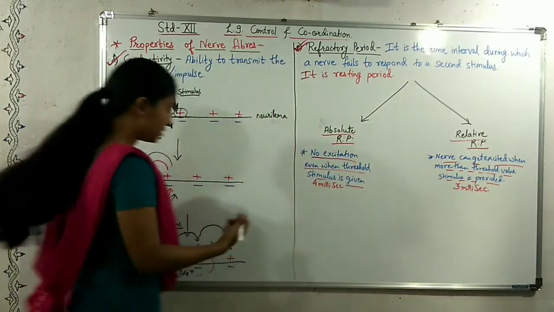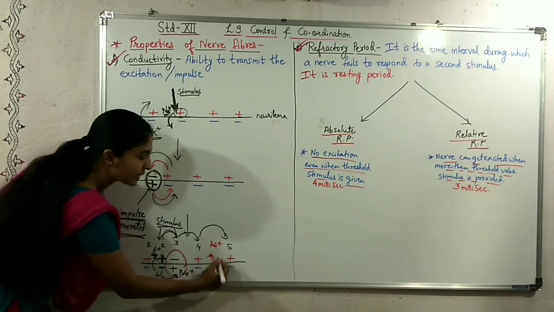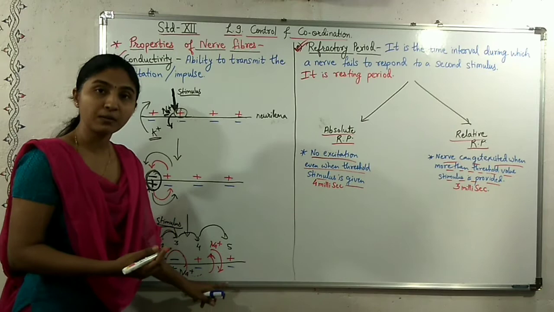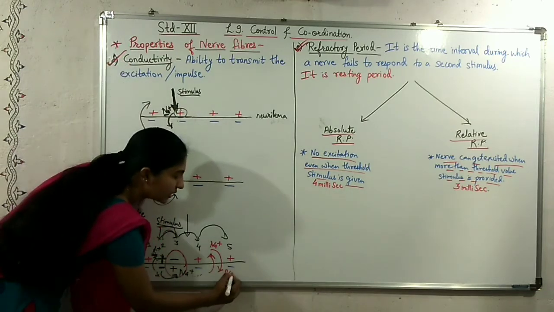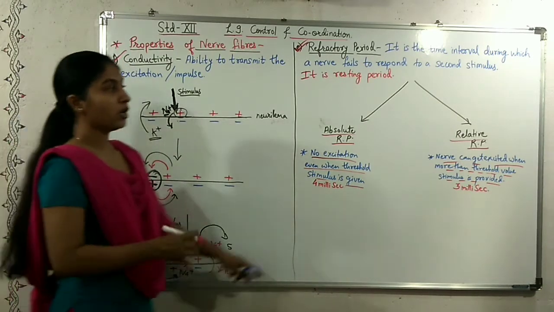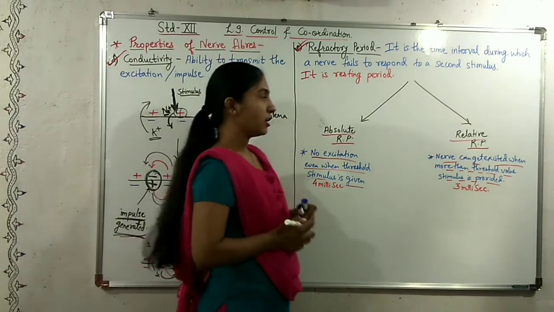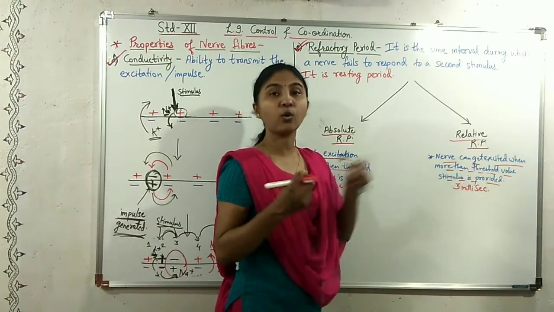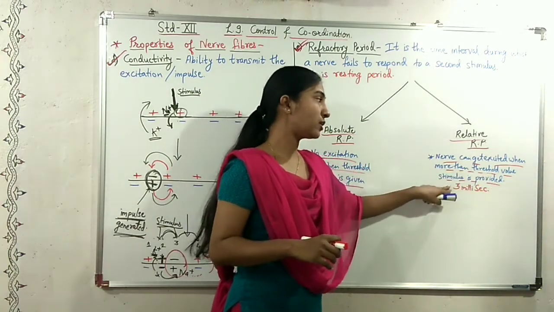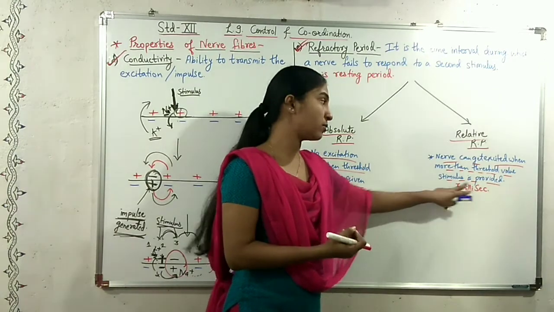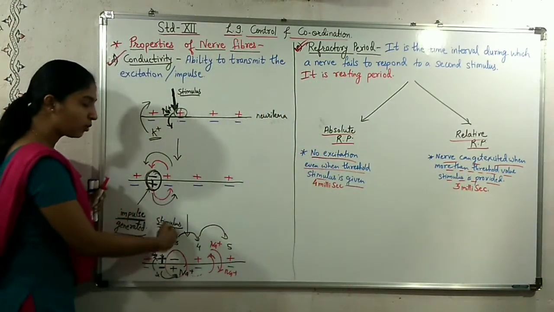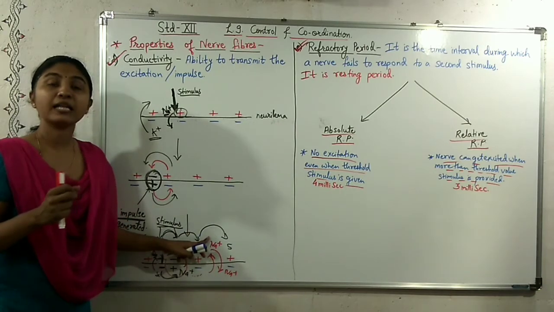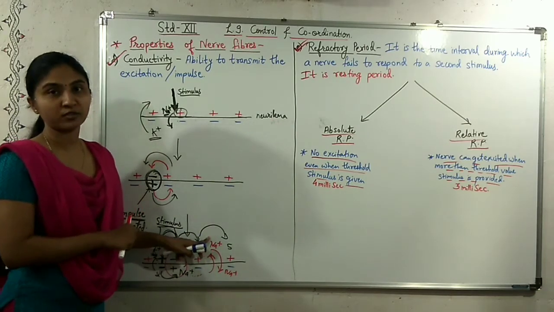At that time the sodium ions can again come in because of the change in permeability of the membrane. They can come in and again the impulse can be generated over here. So the nerve can get excited. So in the relative refractory period, the nerve can get excited only when a stimulus more than the threshold value is provided, and only when sodium ions are present on the outer side of the membrane.